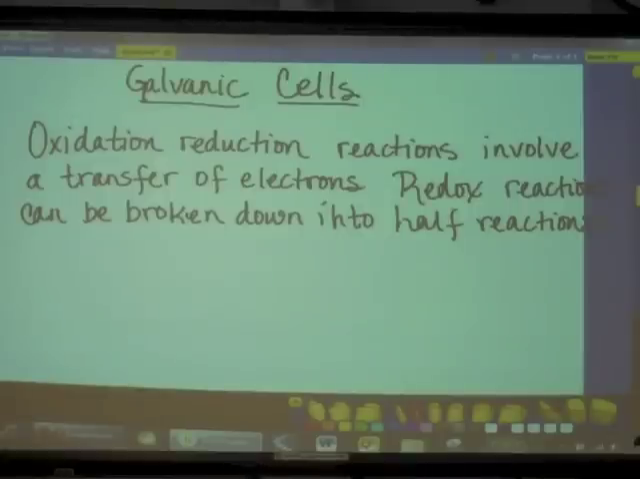A battery is an example of a galvanic cell. To begin, oxidation-reduction reactions involve a transfer of electrons, and we know that. Leo the lion says grr. If you're losing electrons, you're being oxidized. The element gaining electrons is being reduced. Redox reactions can be broken down into half reactions. Now this is something new that we have not seen yet.